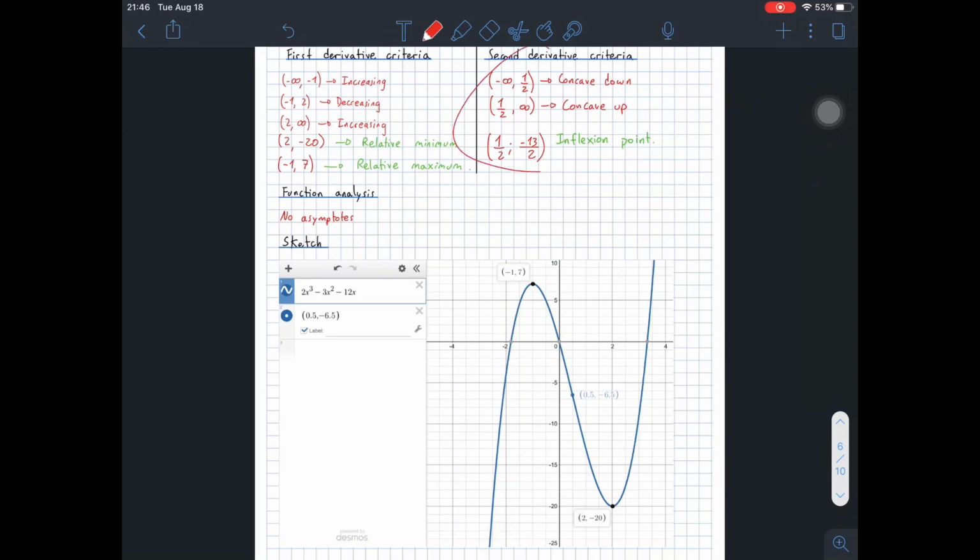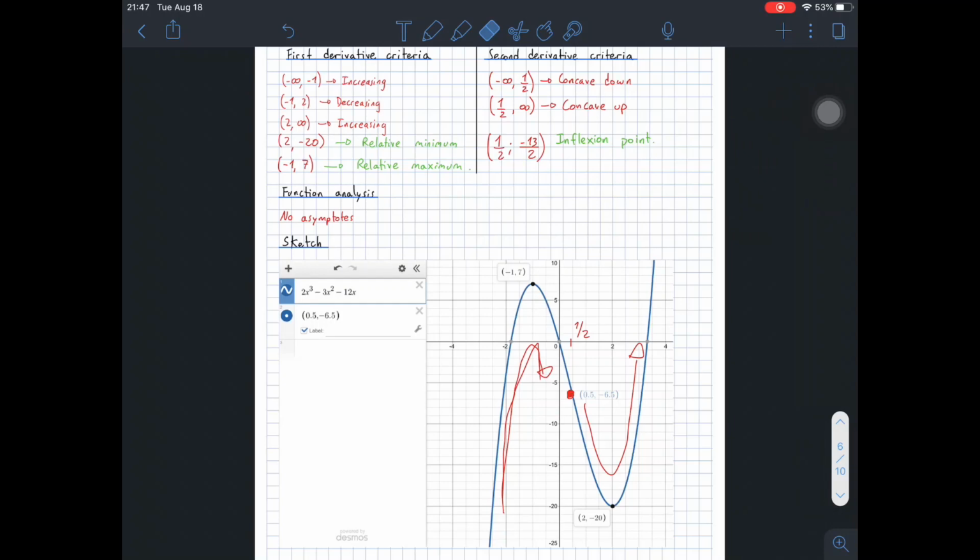And for the second derivative criteria, we see that from negative infinity to 1/2, right here, the function is concave down. That means that it is bending downwards. You see that the function is bending downwards up to this point over here. And after this point, it starts to bend upwards, right? It has a positive concavity here and a negative concavity in the first interval. So that's exactly what we have here. From negative infinity to 1/2, it's concave down. And from 1/2 to positive infinity, it's concave up.